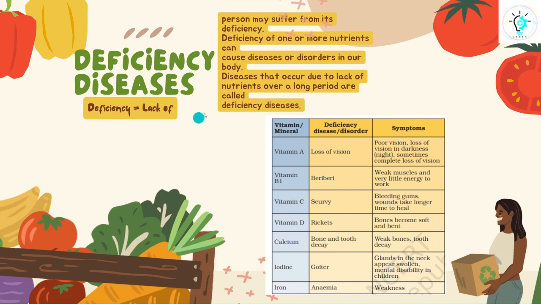Now let us learn about deficiency diseases. Deficiency, that means lack of. Okay, so one or more nutrients, if not taken in proper quantity, can lead to its deficiency in our body. Now, lack of vitamin A may lead to loss of vision, poor vision, unable to see properly. Okay, lack of vitamin B1 leads to a disease called beriberi, in which muscles become weak and very little energy to work. Vitamin C deficiency causes scurvy, in which the gums bleed and wounds take very long time to heal. Vitamin D deficiency causes rickets, in which bones become soft and bent.